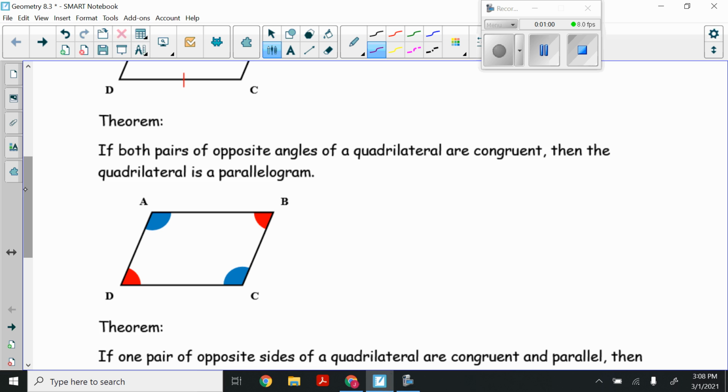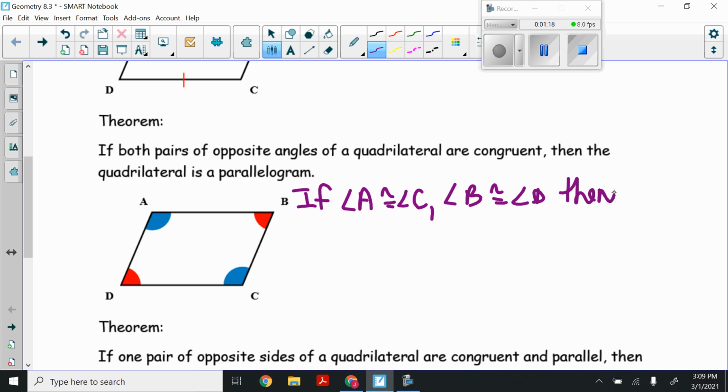The second one: if both pairs of opposite angles of a quadrilateral are congruent, then that's enough to prove that the quadrilateral is a parallelogram. So we would say if angle A is congruent to angle C and angle B is congruent to angle D, then we can say ABCD is a parallelogram.